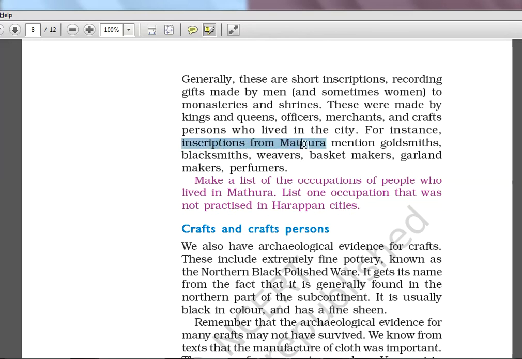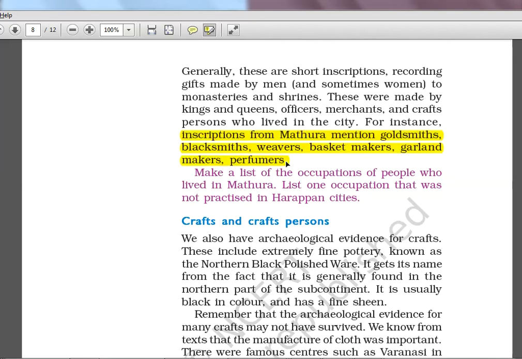Inscriptions from Mathura mention goldsmith, blacksmith, weaver, basket makers, garland makers and perfumers. So there are a lot of occupations being followed by the people at Mathura. Craft and craft person.